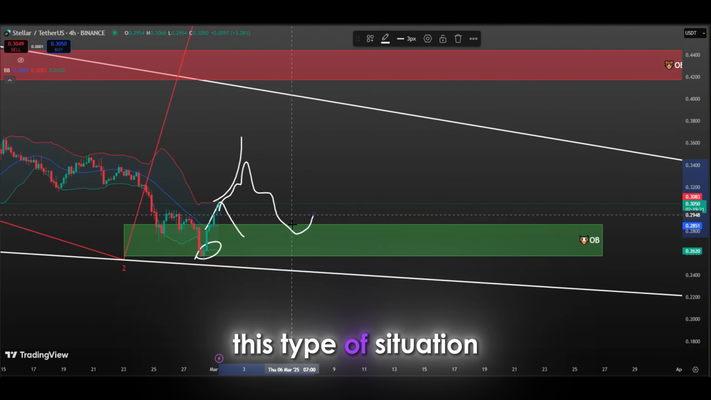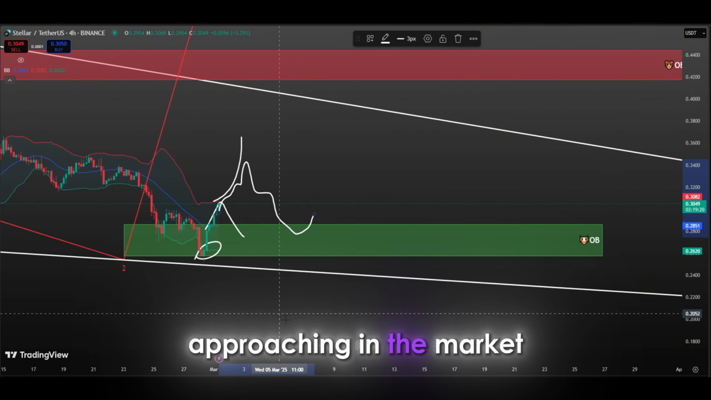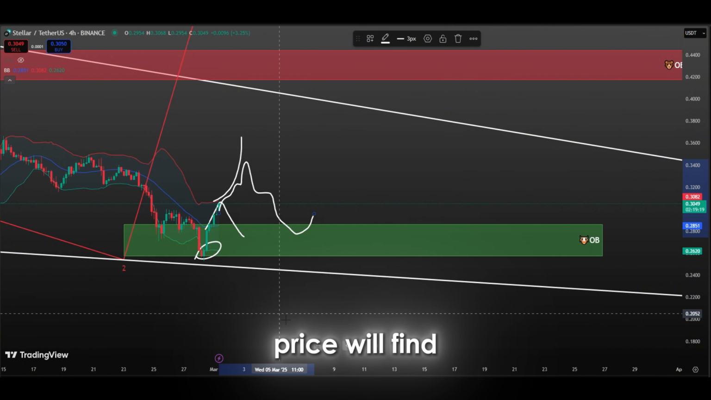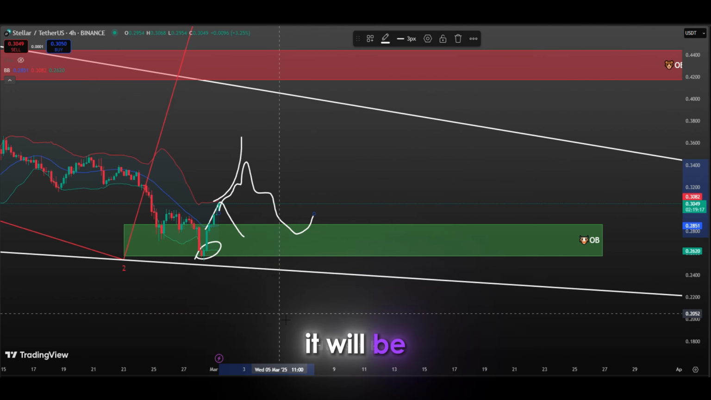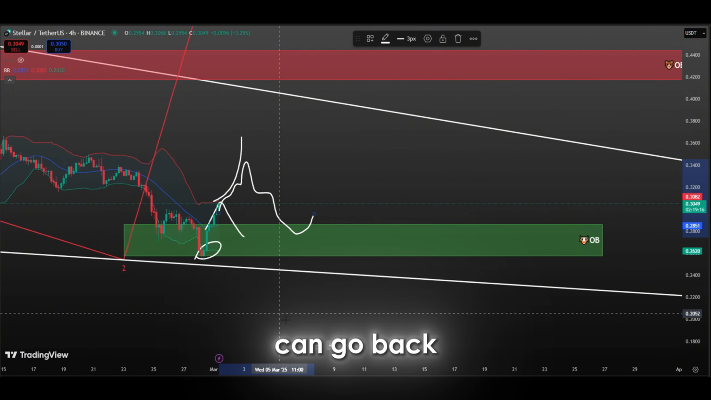This type of situation can often signal that an equilibrium point is approaching in the market, or that the price will find equilibrium by pulling back a little. If the price pulls back to the mid-band, it will be very healthy. And then it can go back to the upper band.